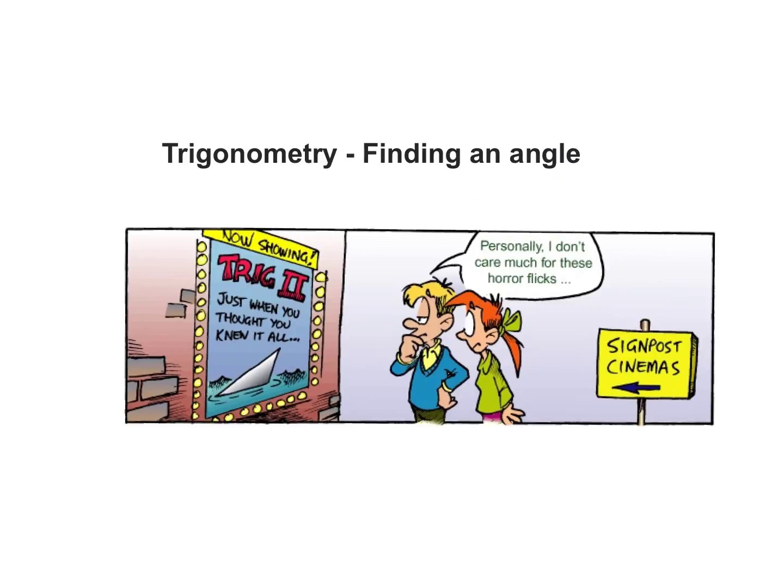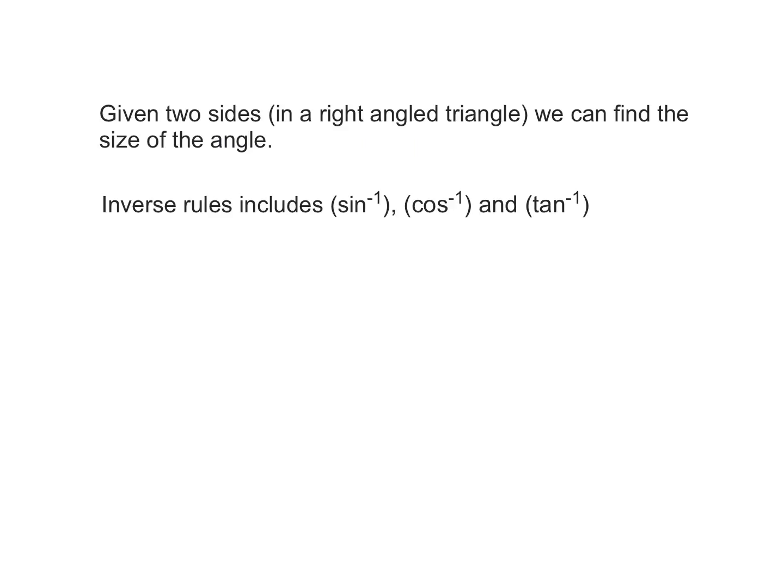Today we're going to look at trigonometry and how to find an angle if we know two sides. Simply, if we are given two sides in a right angle triangle, we can find the size of the angle, and we use what is called the inverse rule. So we use sine -1, cos -1, or tan -1 on our calculators.